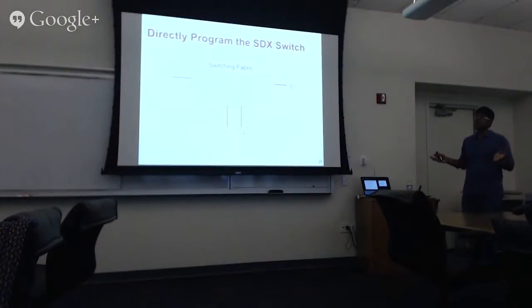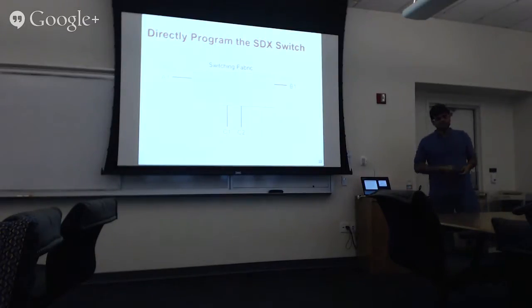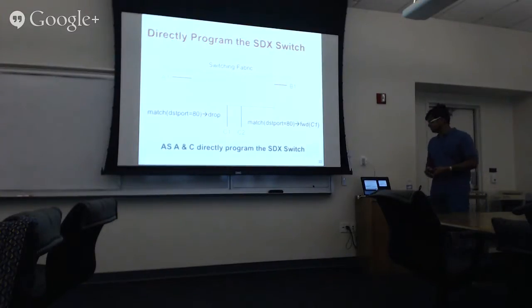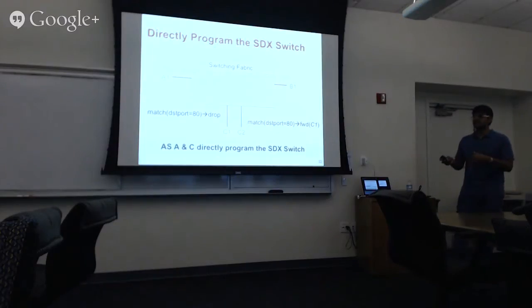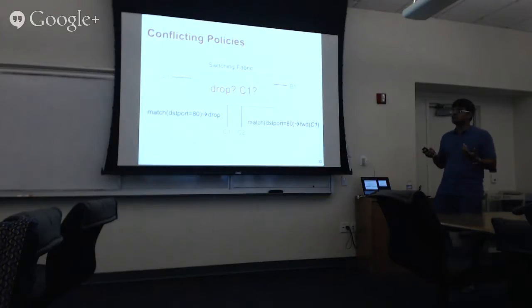And the question here is, how are these participants going to express their policies? One simple or very naive idea which we came up with was, okay, let's let these participants directly program the STX switch. And the problem here is that if A says that whatever is port 80 traffic, let's drop it, and C says that whatever is port 80 traffic, forward to C1, then there's a conflict, because STX does not know whether, for port 80 traffic, it should drop the traffic or forward it to C1.